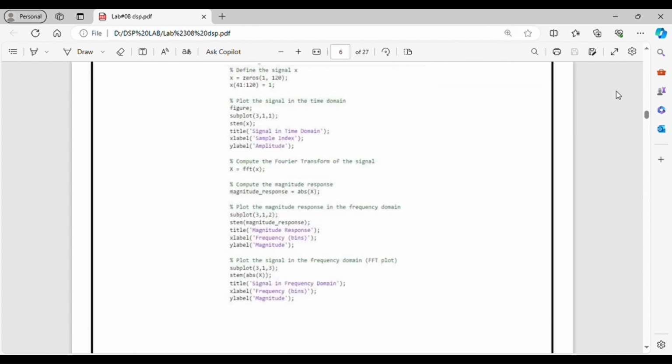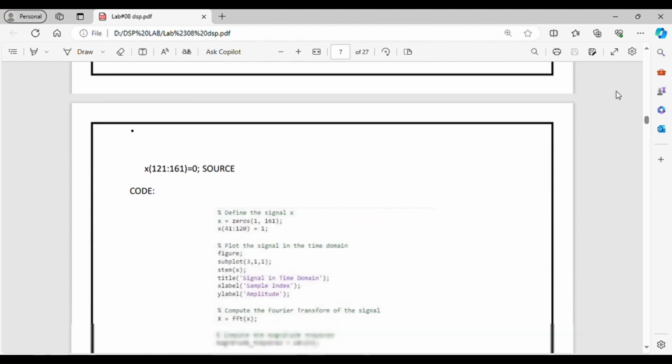Compute the fast Fourier transform of the signal, x equals fft of x, and compute the magnitude response, which is the absolute value of x. Plot the magnitude response in the frequency domain, and plot the signal in the frequency domain.